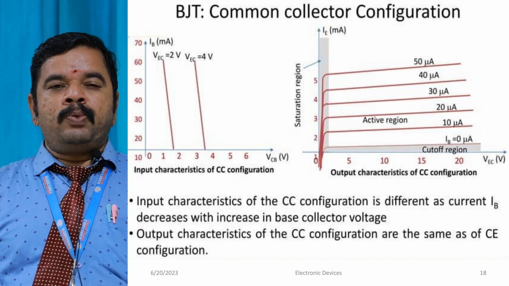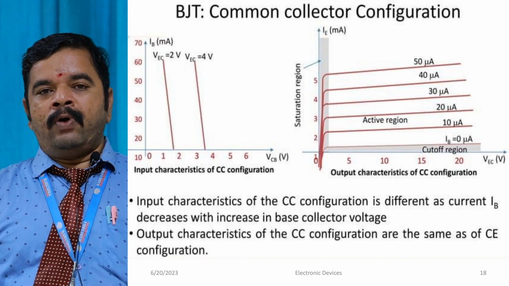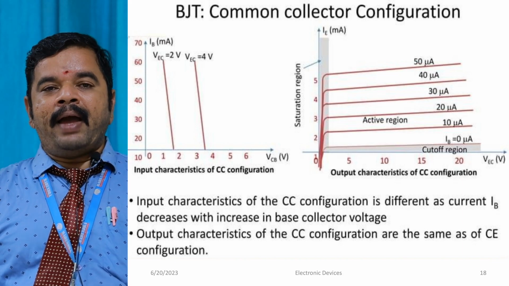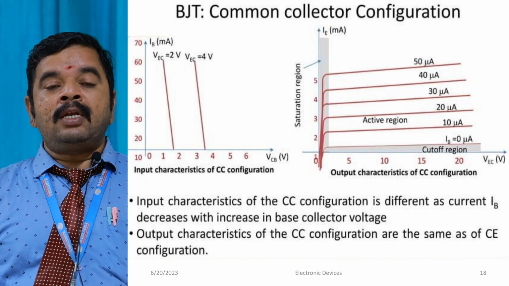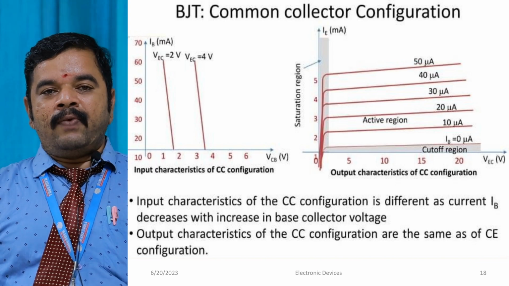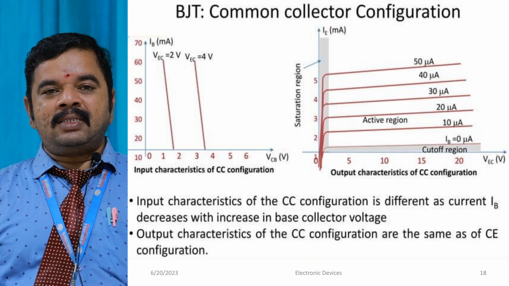In the cutoff region it will be purely switched off, and in the saturation region it will be fully on, because both junctions will be forward biased. So the cutoff region and the saturation region act as a switch. During the cutoff region it will be off, during the saturation region it will be on. So in the cutoff and saturation regions the transistor acts as a switch.